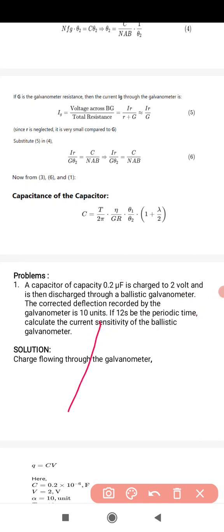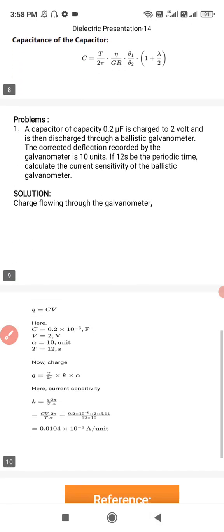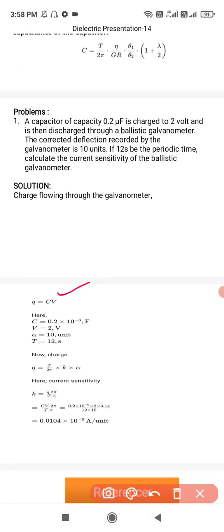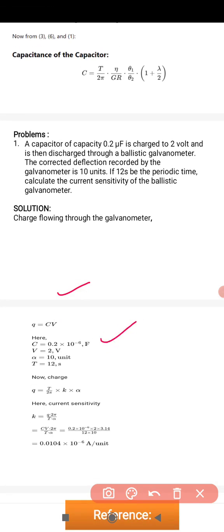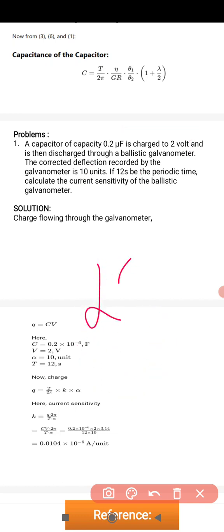The solution: the charge flowing through the galvanometer is given by Q is equal to C into V. Here C is 0.2 into 10 power minus 6 farad, V is 2 volt, alpha is 10 units, and T is 12 seconds. In our textbooks we measure theta, so alpha is equal to theta.